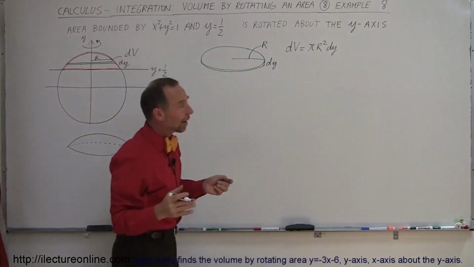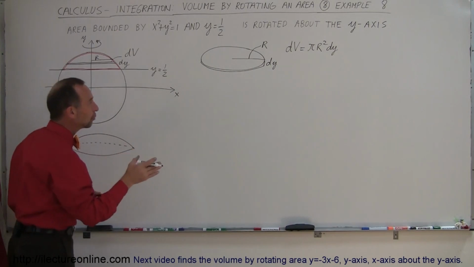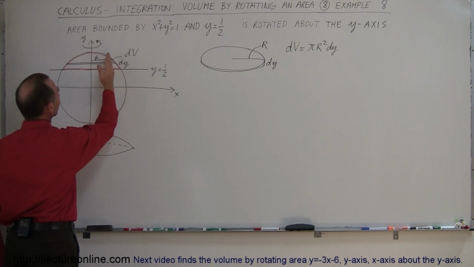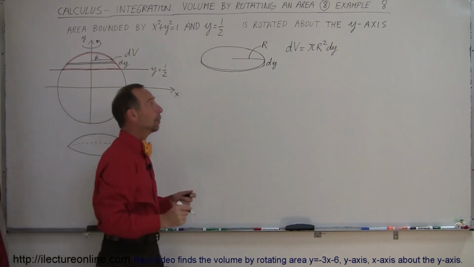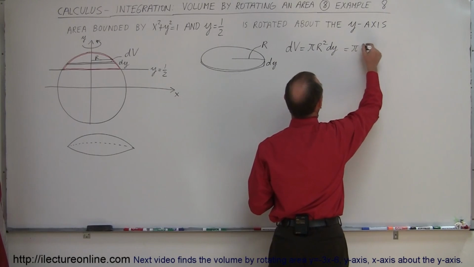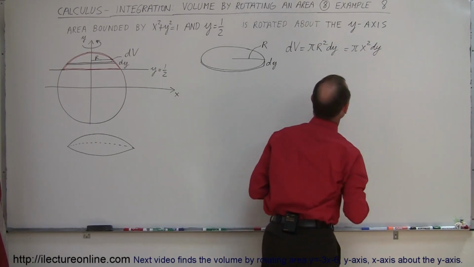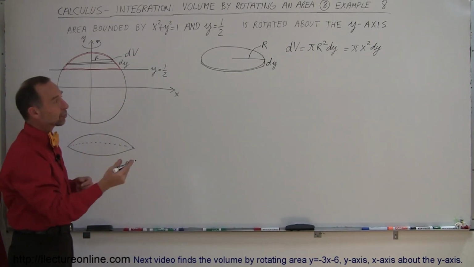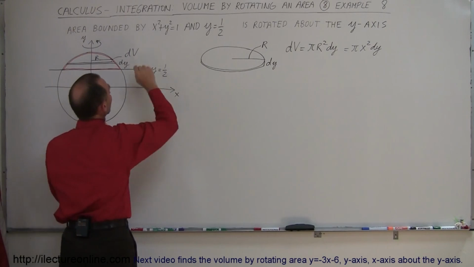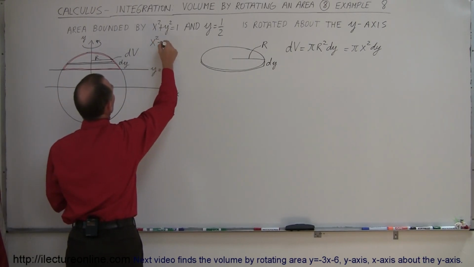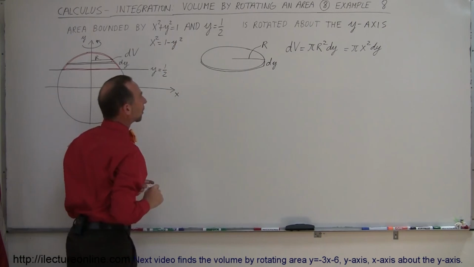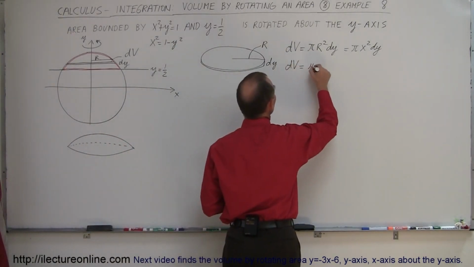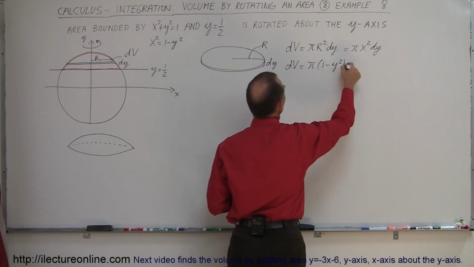And of course, r and y are not the same variables, so now we have to convert r into x and y variables. So notice that this distance right here is from the y-axis to the edge of that disk, so that would be defined as x. So we can write this now as pi x squared dy. But we still cannot integrate x's and y's in the same integral, so now we have to convert x squared in terms of y. So we look up here, we can say, all right, x squared therefore is equal to 1 minus y squared. So instead of writing x squared, we can write 1 minus y squared. So our small little volume segment is equal to pi times 1 minus y squared dy.